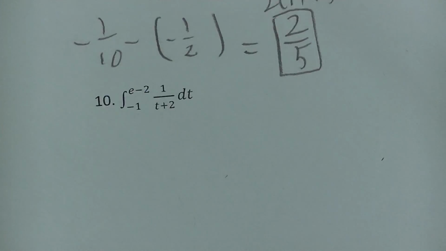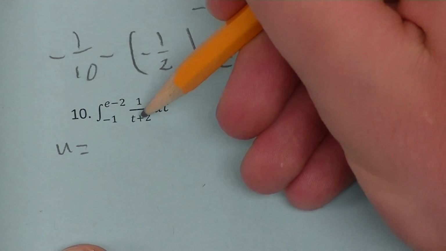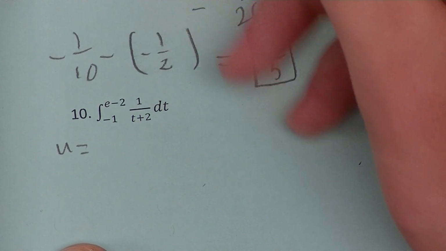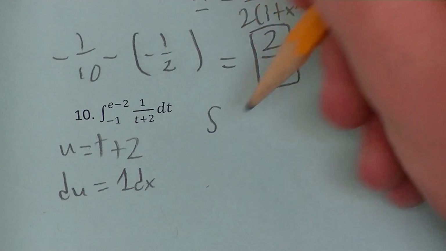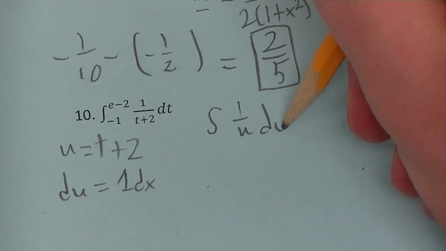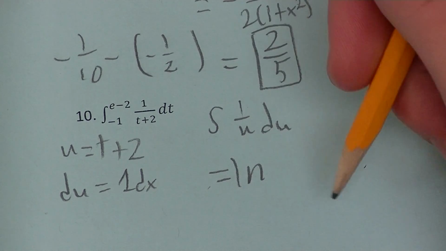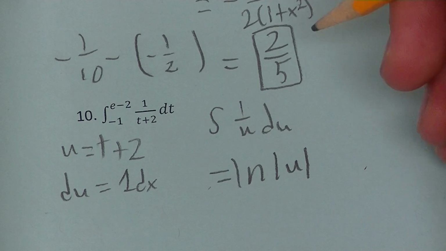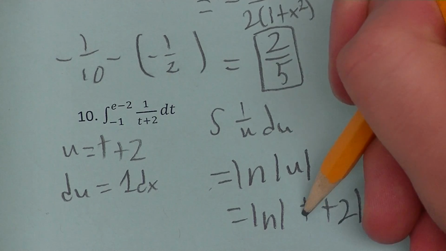And now for our final problem, question 10. This one might look a little scary, but I assure you, it's not too bad. Since we can see that the derivative of t plus 2 is going to be equal to 1, we can simply deduce that that's going to be what that'll be. So the du then is going to be just 1 dx. So our indefinite integral is going to be the 1 over u du, which integrates down to the ln of u, or the ln of t plus 2.